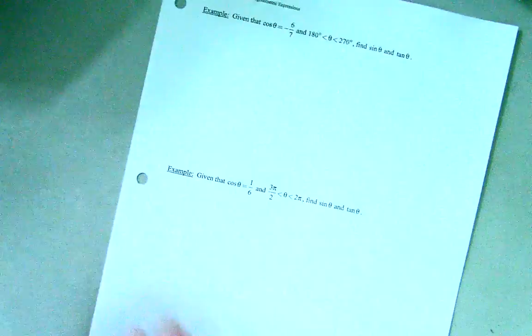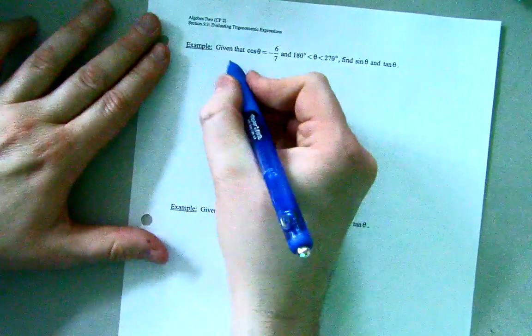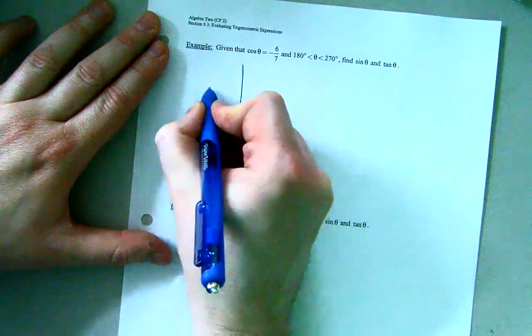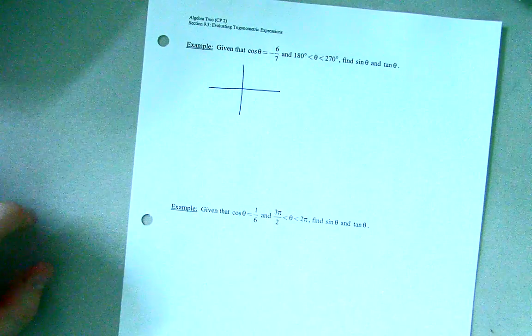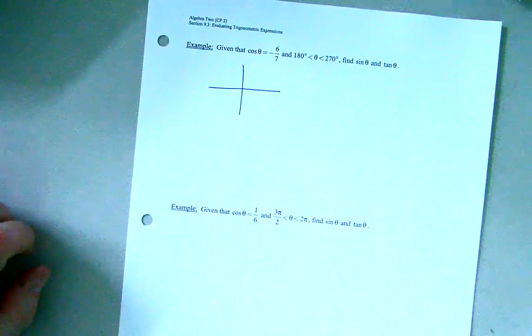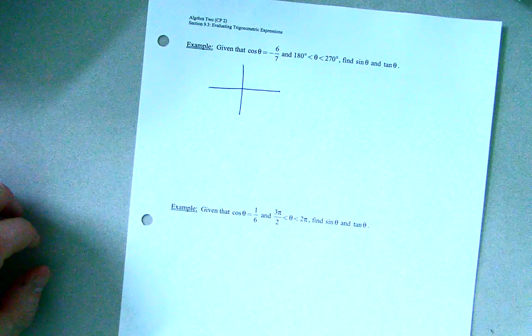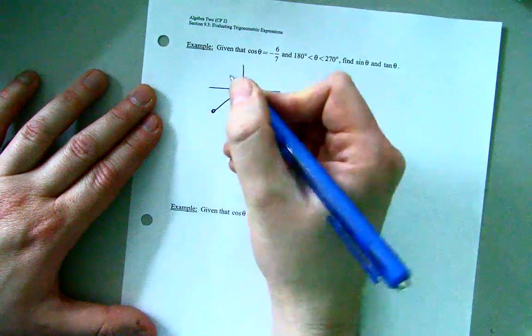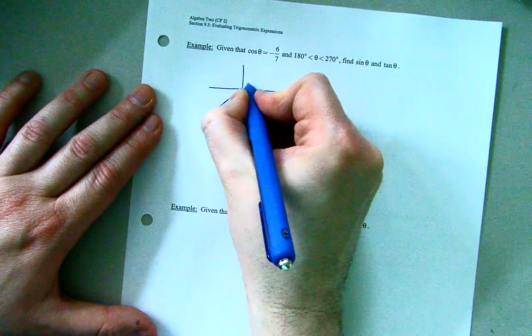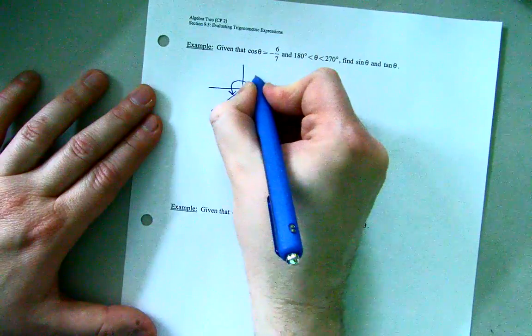Page 19. I need to draw this angle. What quadrant will I draw it in? Why? Between 180 and 270. Okay, so here's the terminal ray of my angle. There's theta.